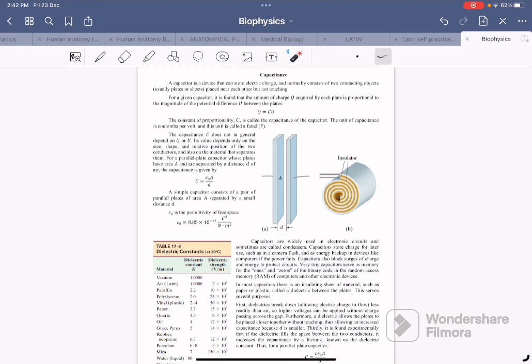For the relation of capacitance and charge, let's see. So capacitance does not, in general, depend on Q or V.